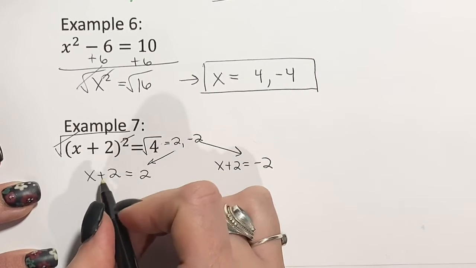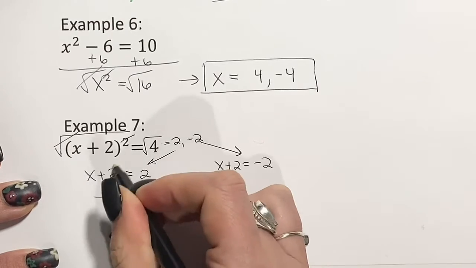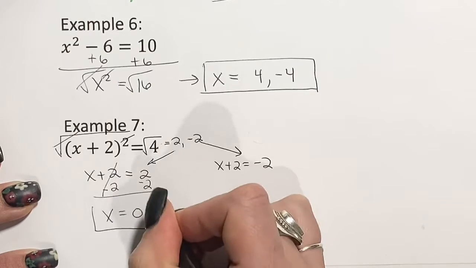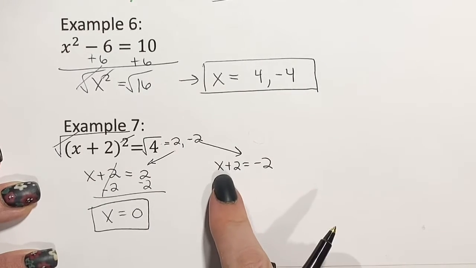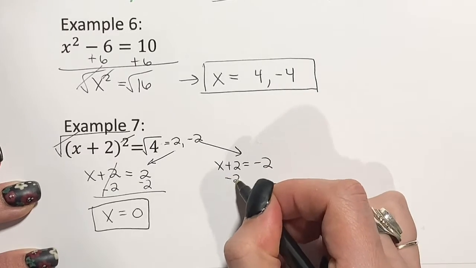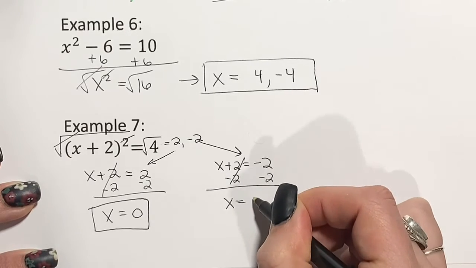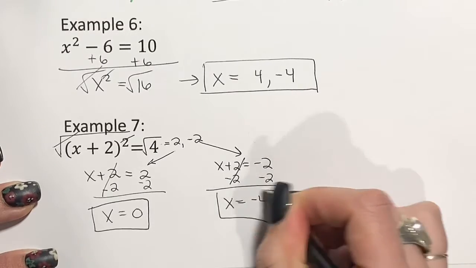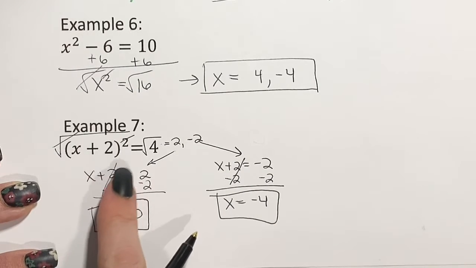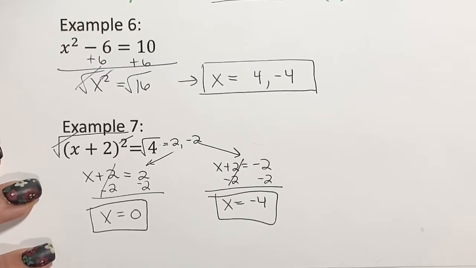So for this first equation, I'm still going to get rid of that plus 2 by subtracting 2. Those cancel, and I get x equals 2 minus 2, which is 0. So there's one answer. But then I still need to do the x plus 2 equal to the negative 2. So subtract that 2 over to get x alone, and we get negative 2 subtract 2 is negative 4. So careful with that. Sometimes they'll try and trick you by putting the order of operations different.